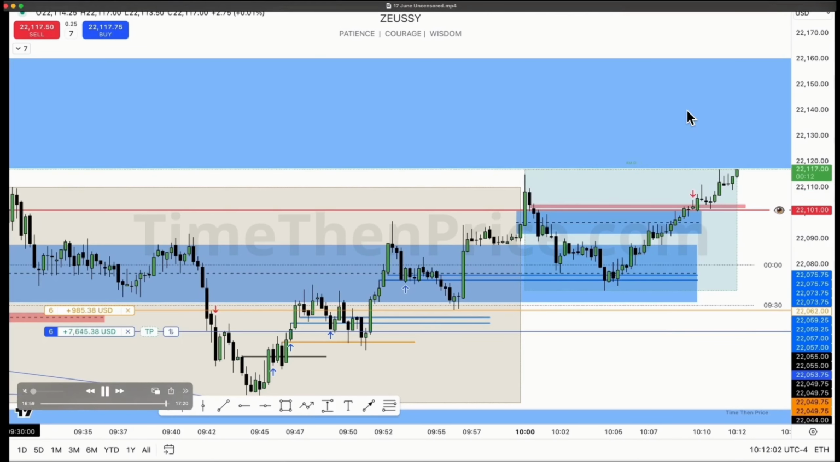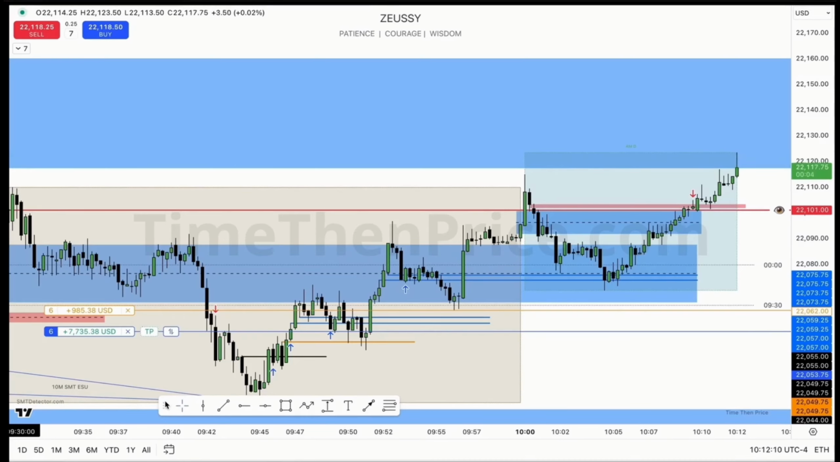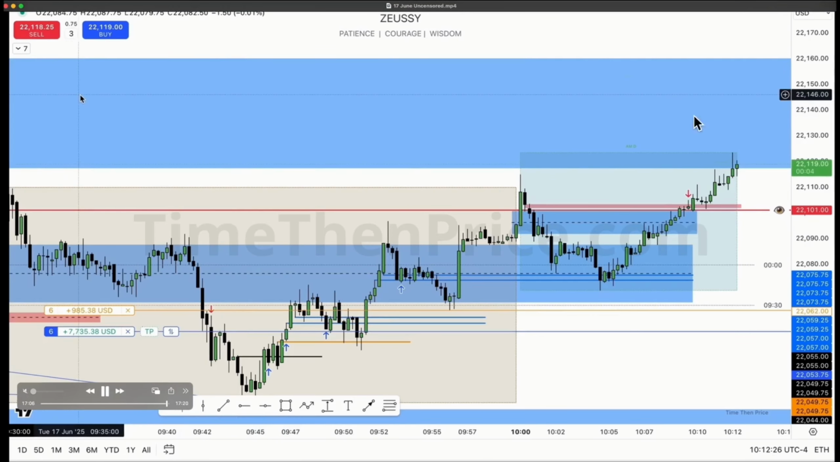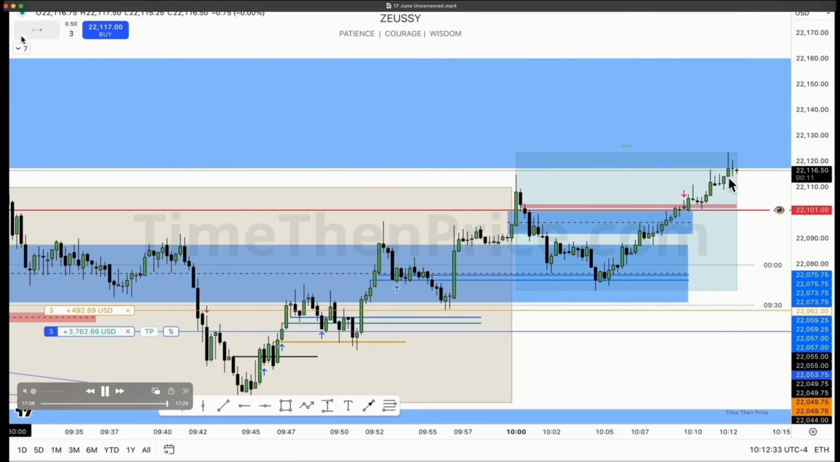But what I was going to say was that, and this is where I'm parsing again, the reason why I want to partial in this area is due to the fact that this is that objective. Do you see how the bodies are respecting that imbalance right there? That's signaling to me, okay, get something off.